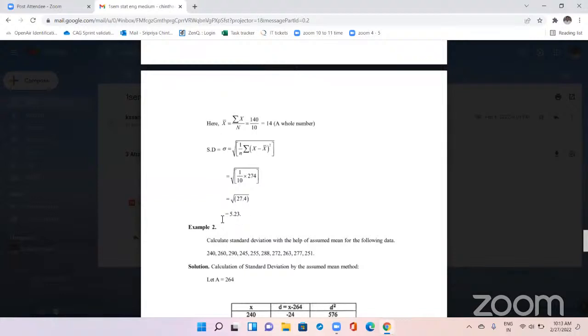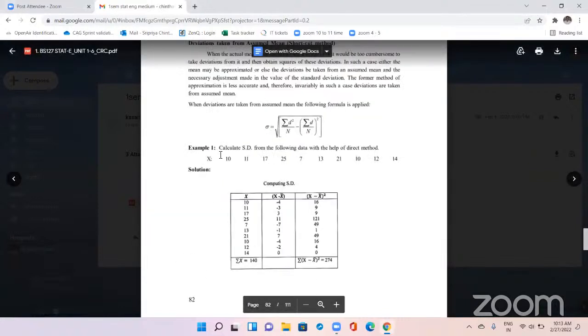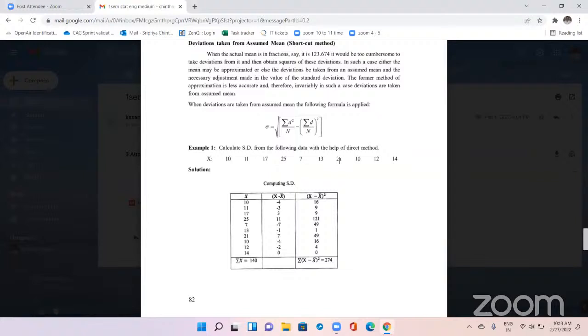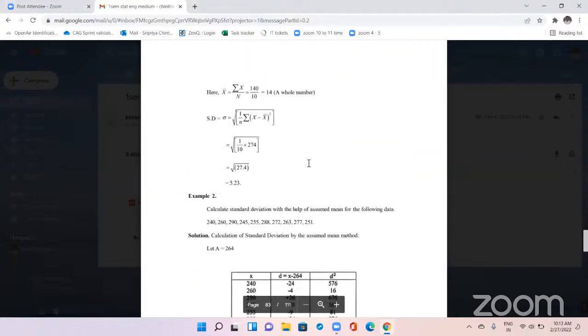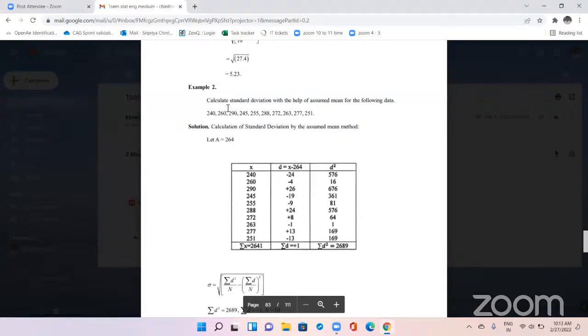So this 5.23 is the standard deviation value calculated for the given series of data: 10, 11, 17, 27, like this data. Any doubt? No. Now coming to the second problem.